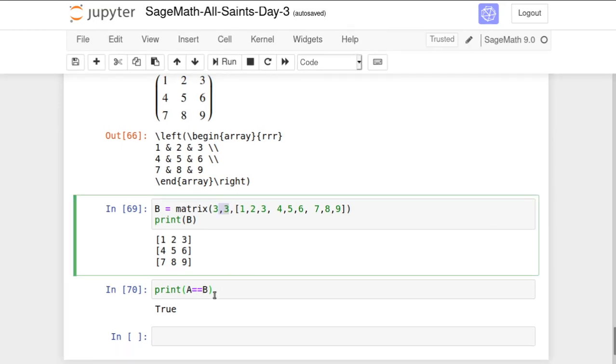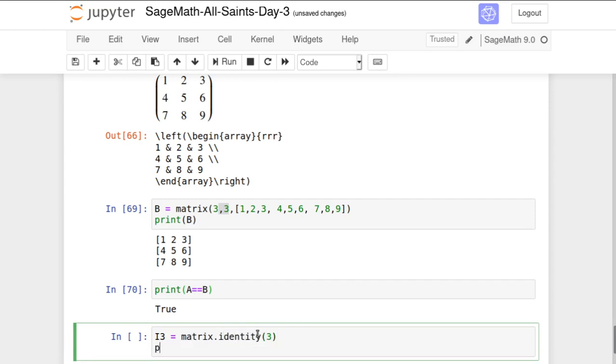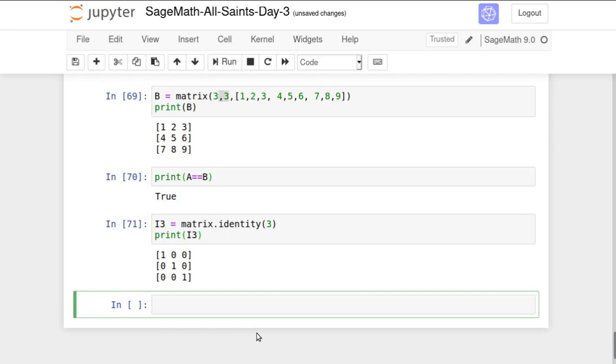Now, if you want to define some standard matrices like the identity matrix, there is an easy way to do that. Instead of typing 1 0 0 0 1 0 0 0 1, we can straight away define the identity matrix in the following way. Suppose that we call I3 equal to matrix dot identity 3 and ask SageMath to print it. So we will get 1 0 0 0 1 0 and 0 0 1 as the identity matrix. So this is the easy way to create the identity matrix.